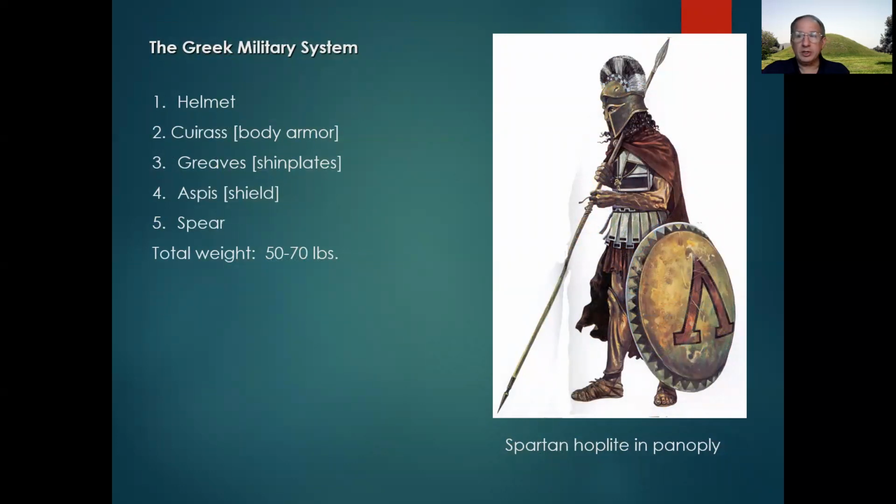And this image is of a Spartan hoplite in panoply, but all Greek hoplites looked basically like this guy here. They had a helmet weighing 4 or 5 pounds, body armor protecting the chest, greaves protecting the shins, a shield called an aspis, and a spear, 7 or 8 feet in length. The total weight of this panoply, when it was all on the body of the hoplite, was between 50 and 70 pounds.